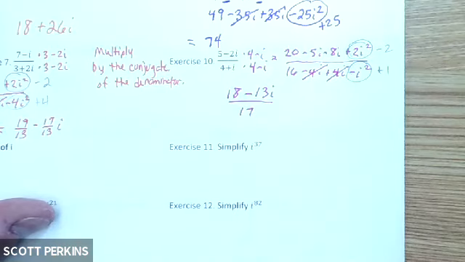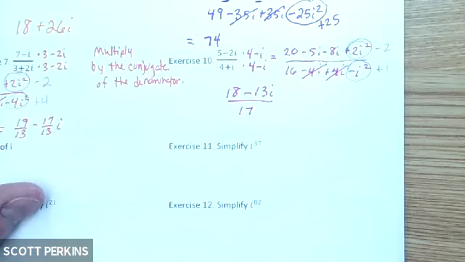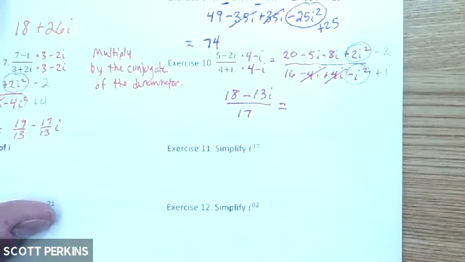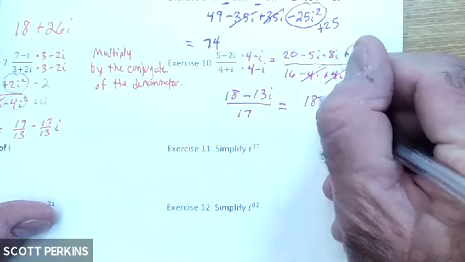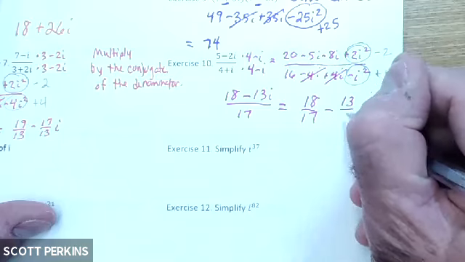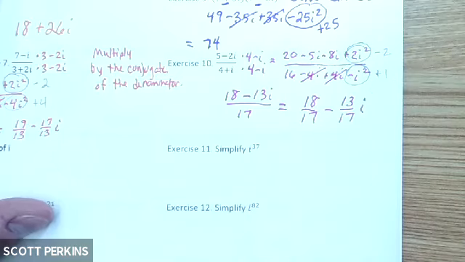That's great news. And then that is a great answer, but it's not fully done. Make sure you write your answer as a complex number. So the real part is 18 over 17. The complex part is 13 over 17 with the i on the side. And there we go.